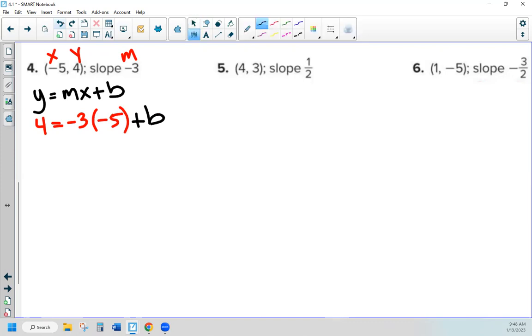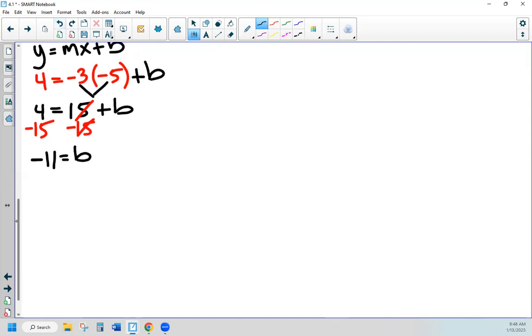So here's the math. It's to multiply a negative times a negative, which is a positive. 3 times 5 is 15. This last step right here is to take 15 to the other side. That's a positive 15, therefore the opposite would be to subtract. It cancels out right here. And now what do we have? We have -11 is equal to b, or b is equal to -11. And we're pretty much done.